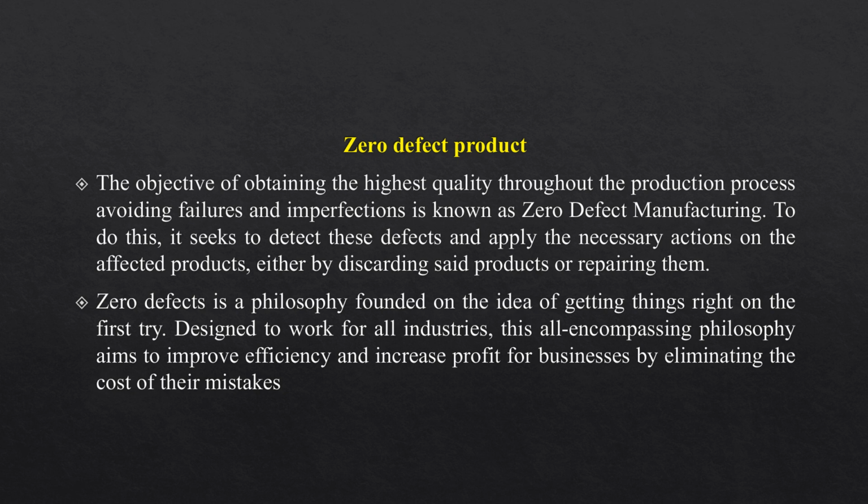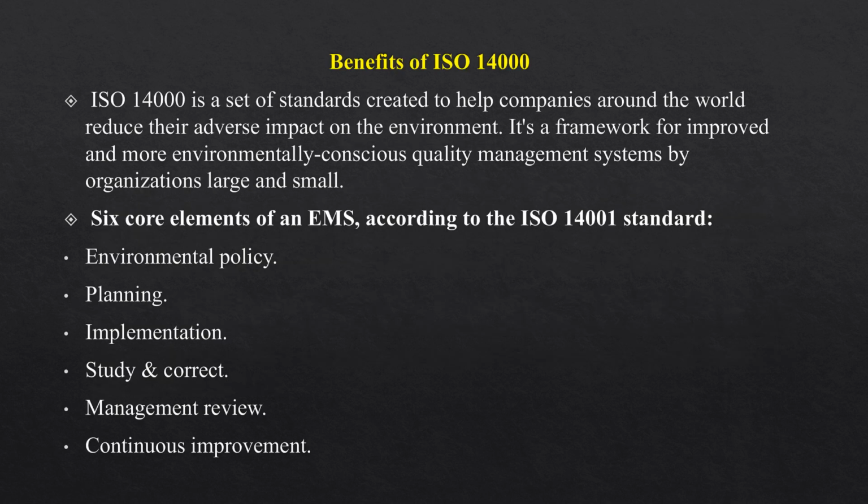So next term is zero defect product. The need is that during manufacture we have to avoid failures and imperfection. To do this, we have to detect the defects, and we have to apply necessary action on the affected product. So we can tell that this is a philosophy founded on the idea of getting things right, designed to work for all industries to improve efficiency and increase the profit of the business by eliminating the cost of mistakes.